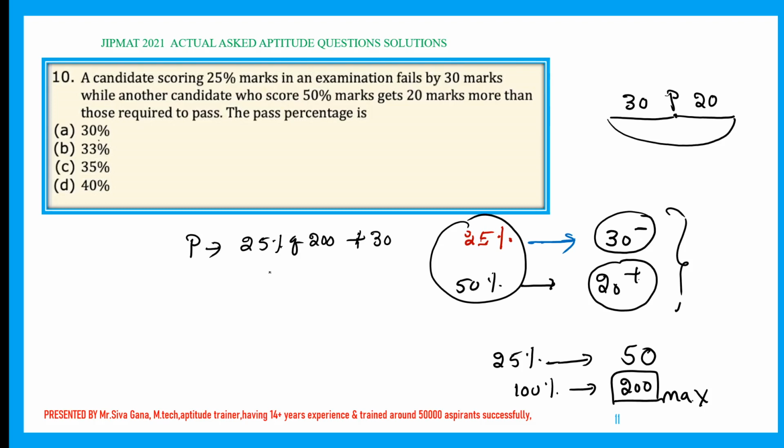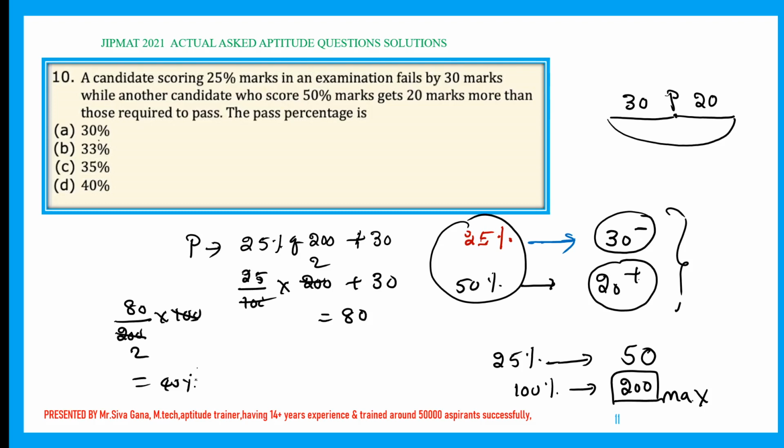Just a minute. 200, which is nothing but 25 divided by 100 into 200 plus 30. This is 2 times, so 25 into 2 is 50, plus 30 is 80. So the pass mark is 80 out of how many? 200 marks. The pass percentage is how much? This is 2 times 40s. 40% is the pass mark.